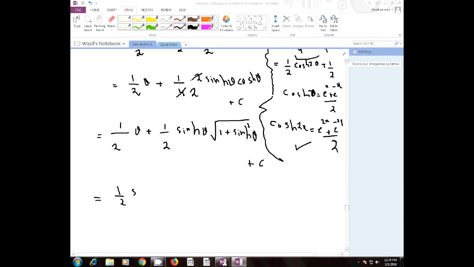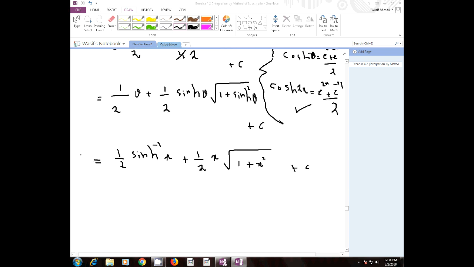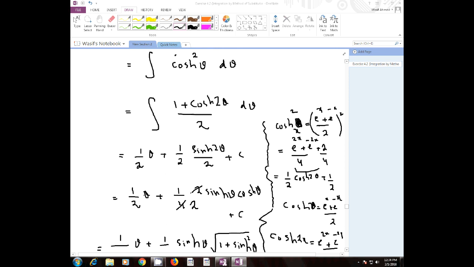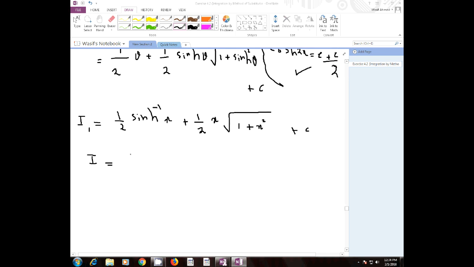So we have 1 divided by 2 sine hyperbolic inverse x plus 1 by 2, instead of sine hyperbolic theta we have x, and in the square root we have 1 plus x square, plus the constant of integration. So this is the answer of I1. Substitute it back into the original integral I, and then I is equal to I1 minus sine hyperbolic inverse x.